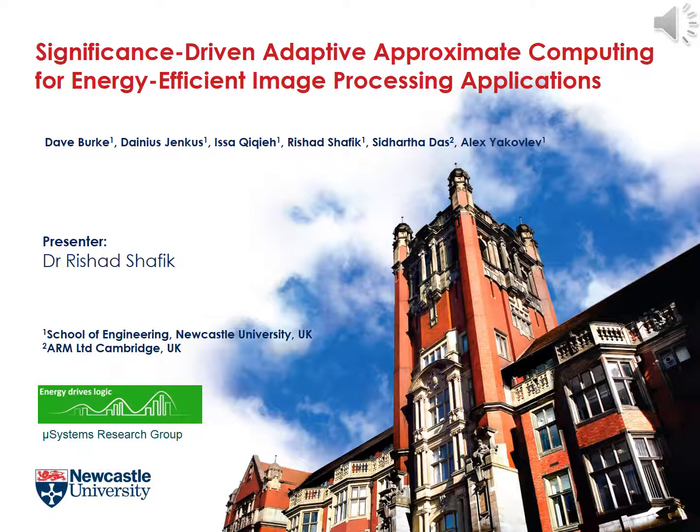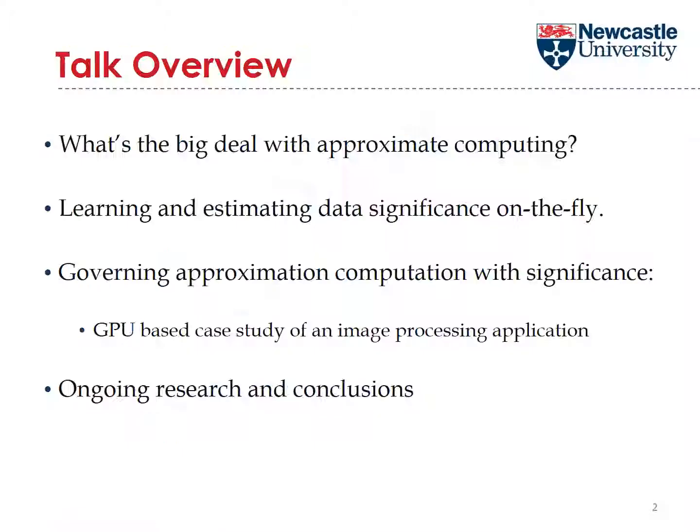In the beginning, I'll be talking about why we think approximate computing is important. Then I'll be talking about why and how we are going to infer the significance, which is what we intend to use for controlling the approximation in computing. I'll also be showing an approach typically applied in a case study of an image processing application, and finishing with ongoing research and conclusions.